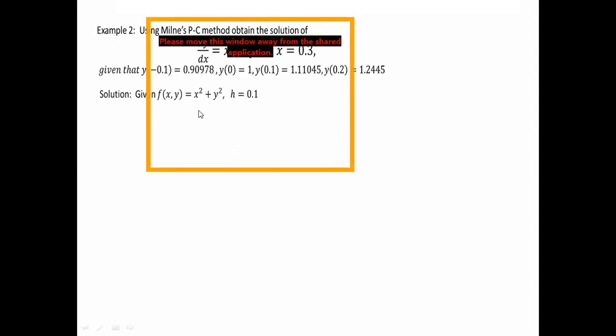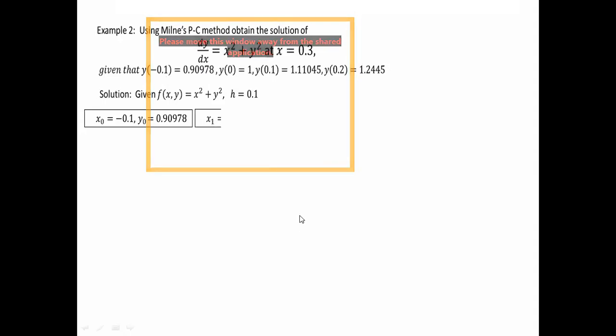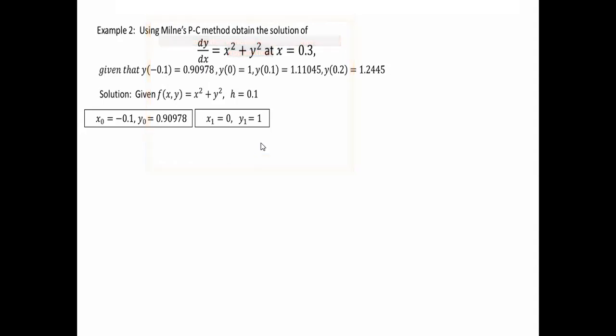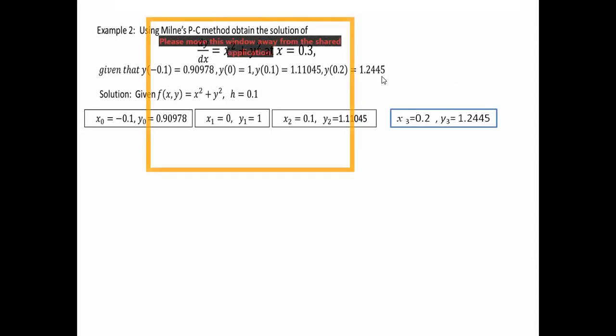So similar to the previous problem, f of x comma y is equal to x squared plus y squared, and h is 0.1. So first identify x0, which is here minus 0.1, and y0 is this 0.90978. Like that, we can write all these values, x1, y1, similarly x2, y2, and x3, y3. x3 is here 0.2 and y3 is 1.2445.